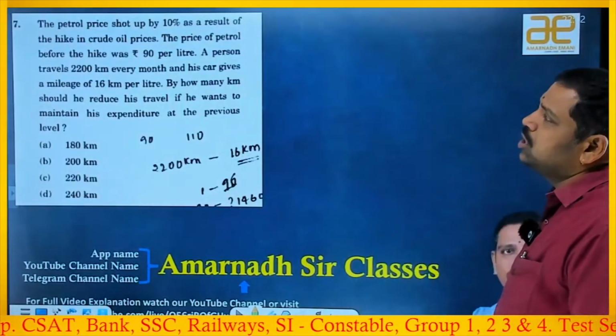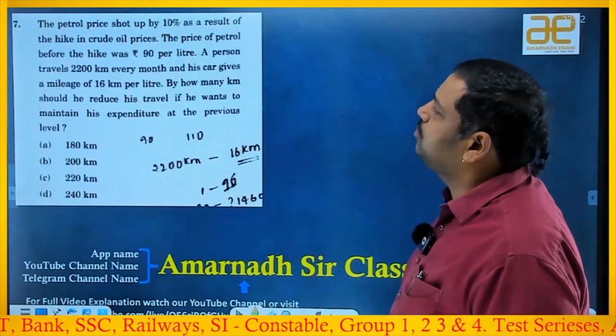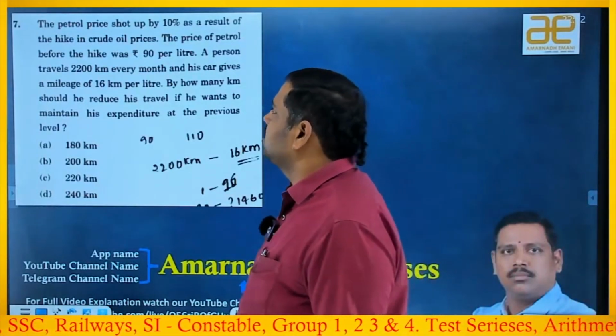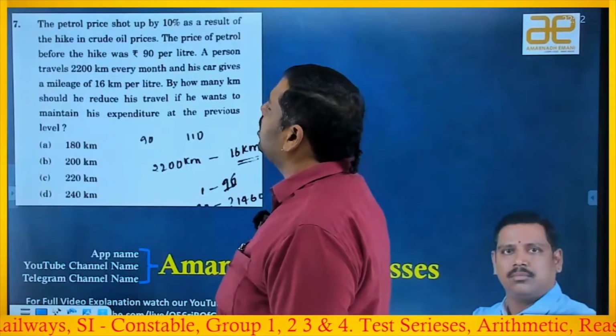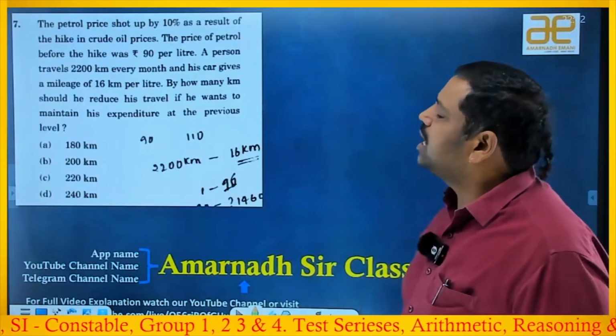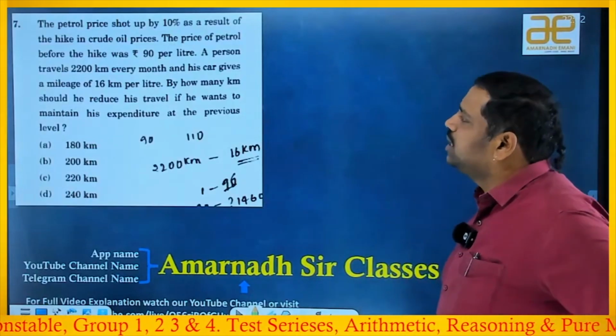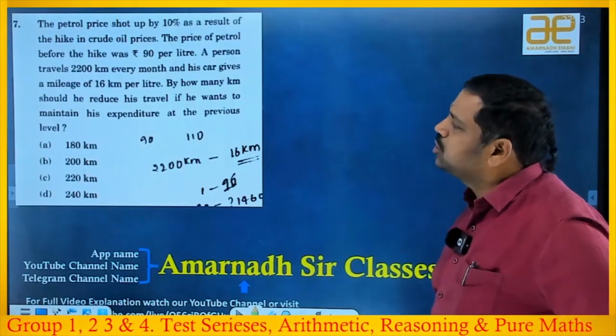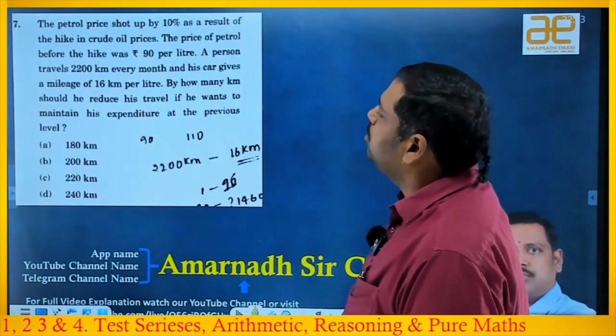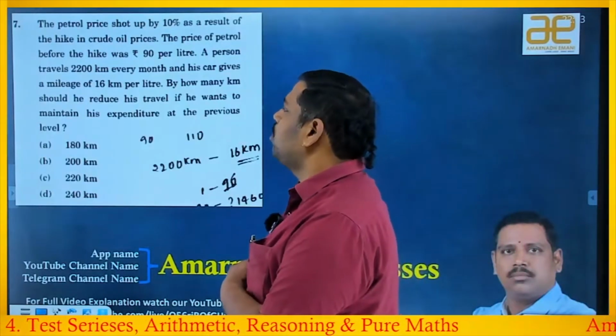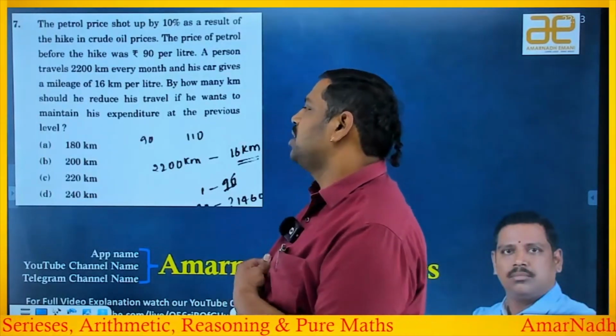The petrol price shot up by 10% as a result of the hike in crude oil prices. The price of petrol before the hike was 90 per liter. A person travels 2,200 kilometers every month and his car gives a mileage of 16 kilometers per liter. How many kilometers should he reduce his travel if he wants to maintain his expenditure at the previous level?